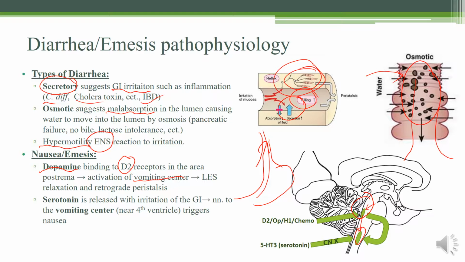Now serotonin is going to be associated with upper and lower GI. Any form of irritation in your GI system will cause neurons, more specifically the vagal nerve, to be activated. This irritation will cause a release of serotonin, and the serotonin will go to your vagal nerve, and this vagal nerve will go directly to the vomiting center. So you get a direct connection to the vomiting center, which then triggers nausea and vomiting.